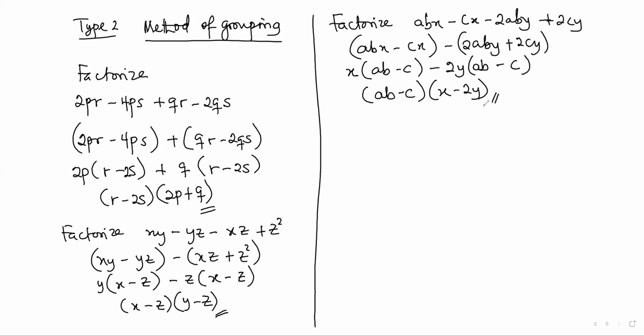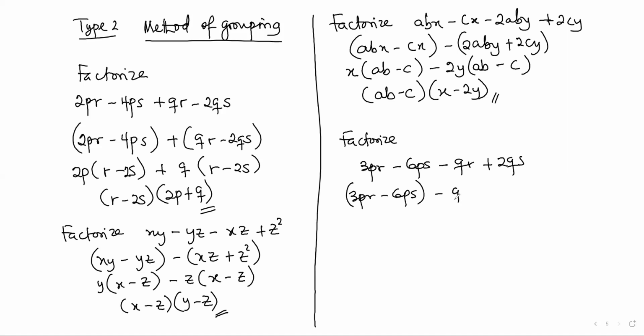Let's take another question. Factorize 3pr - 6ps - qr + 2qs. Once again, pairwise. We can pick 3pr and 6ps because they have something in common. Then we can as well pick qr and 2qs. They also have something in common.